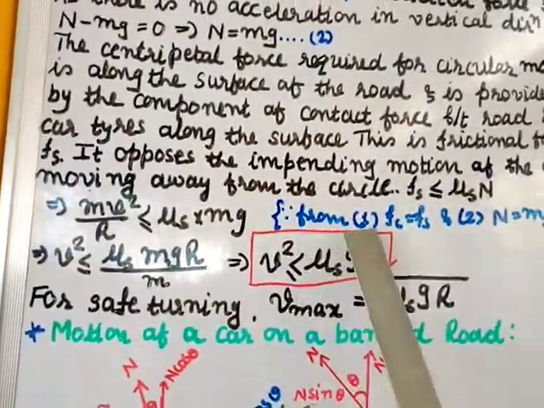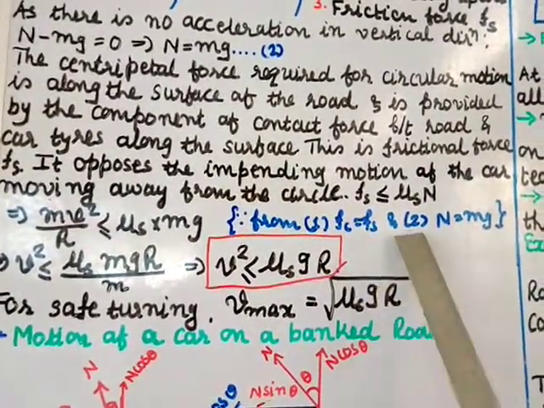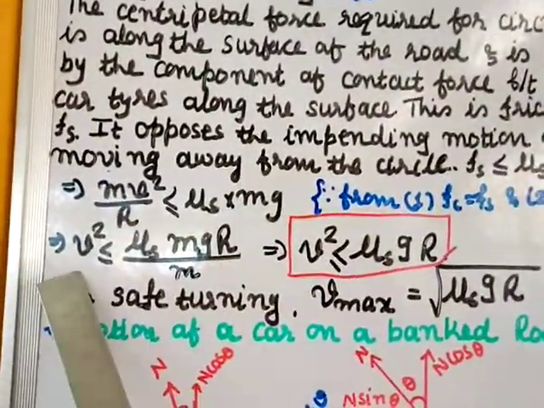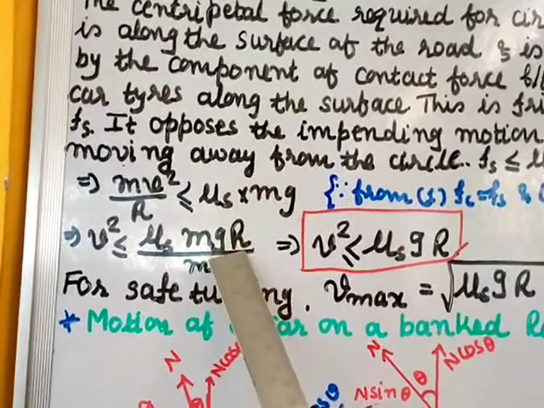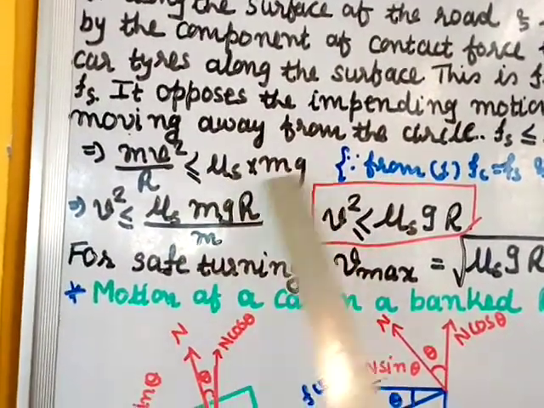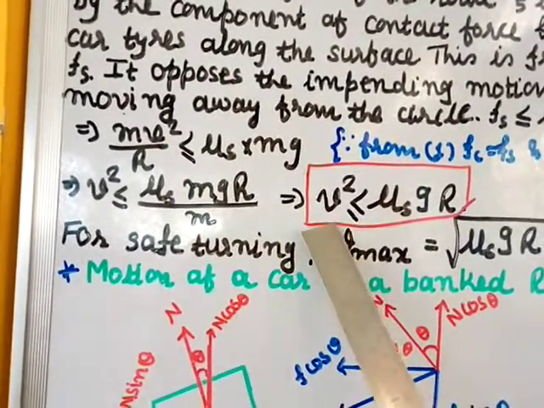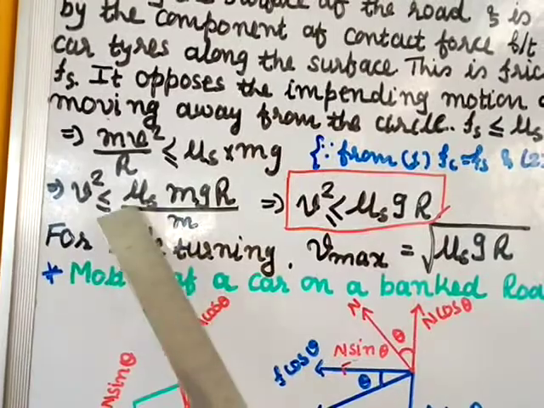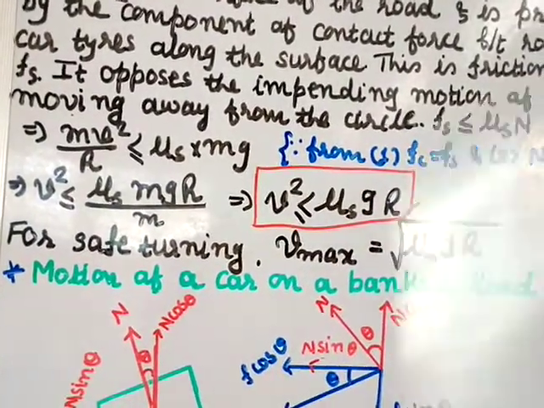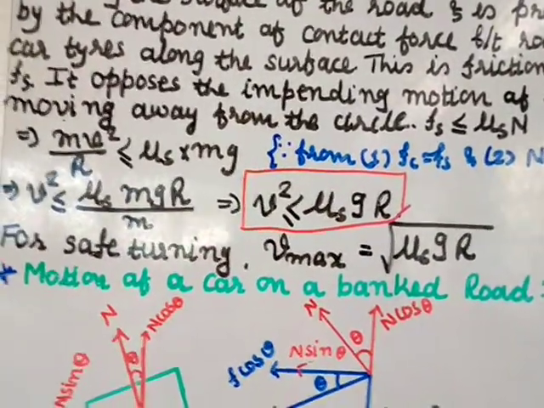I have written here from 1, Fc equal to Fs, that is centripetal force equal to friction force, and from 2, N equal to mg, that value we have put. Now v square keep here, r transfer over here, it will go in the numerator, m goes to the denominator, mu s and g remain as they are. Now m you can cut, so what you get is v square is less than or equal to mu s g r. You can see in this formula m is not appearing, that means this velocity is free of the mass of the vehicle.